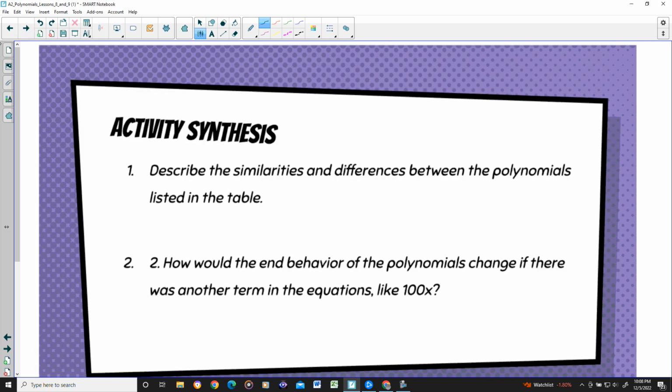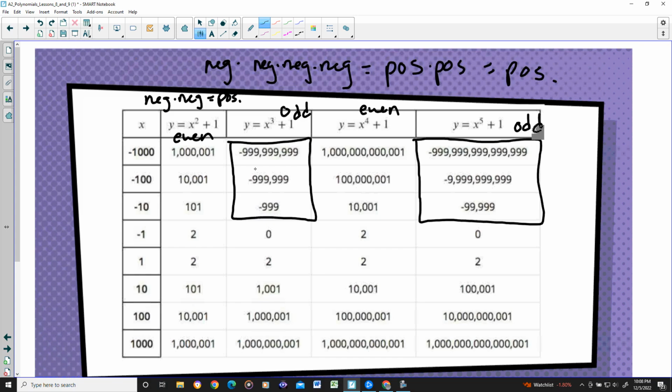So now let's think about this. We're going to describe some of the similarities and differences between the polynomials. It looks like the main thing that's happening is odd and even. If you have a degree that's even, it looks like the numbers are all staying positive. But if you have a degree that's odd, it keeps the sign. Some are positive, but negative inputs lead to negative answers. Interesting.